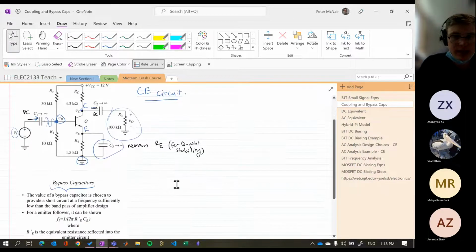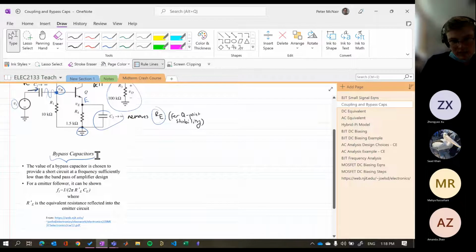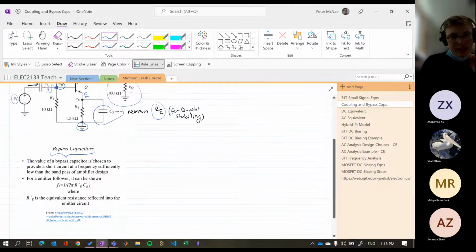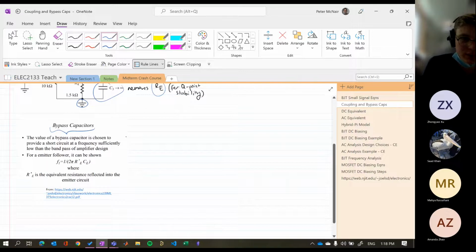C3 essentially removes the emitter resistance for quiescent point stability. So that's again for biasing reasons. And we choose that to provide a short circuit at the low frequency. We're going to get into our frequency response, but we want a short circuit occurring on the lower frequency side. This is an equation for that if you're interested.